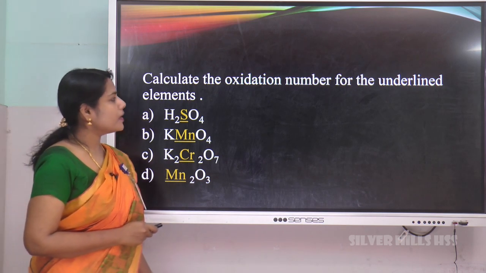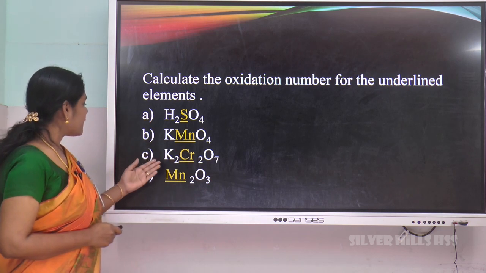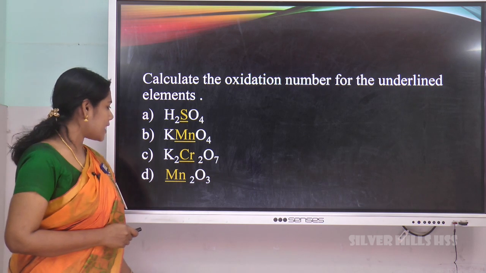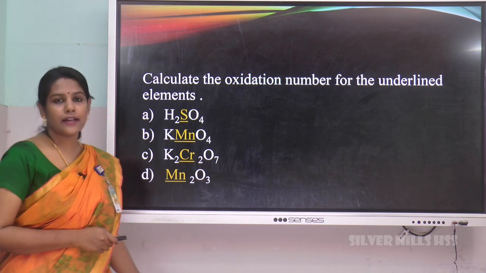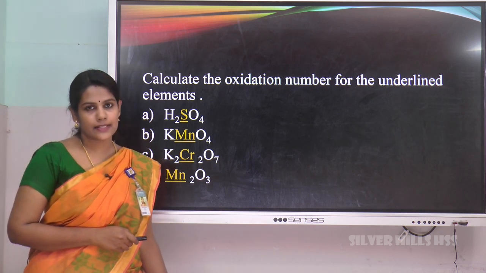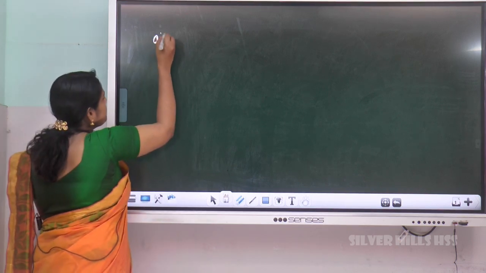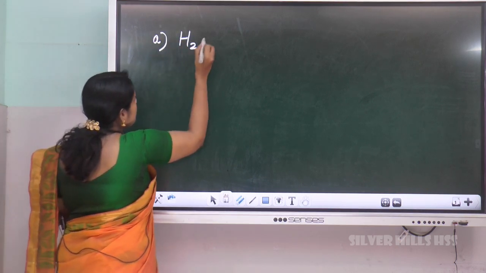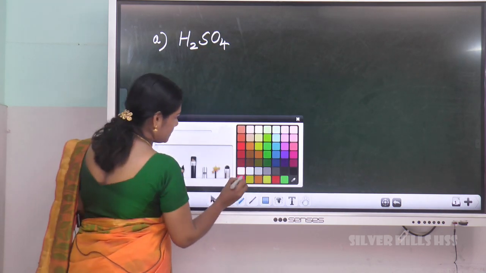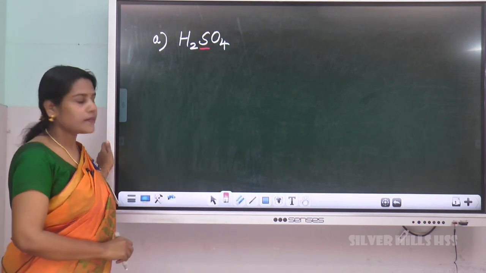Calculate the oxidation number for the underlined elements. So there are 4 questions given here. First one is H2SO4, second one is KMnO4, then third is K2Cr2O7 and the last one is Mn2O3. Now let us calculate the oxidation state of the underlined elements. So the first molecule given is H2SO4, and here the underlined element is sulfur.